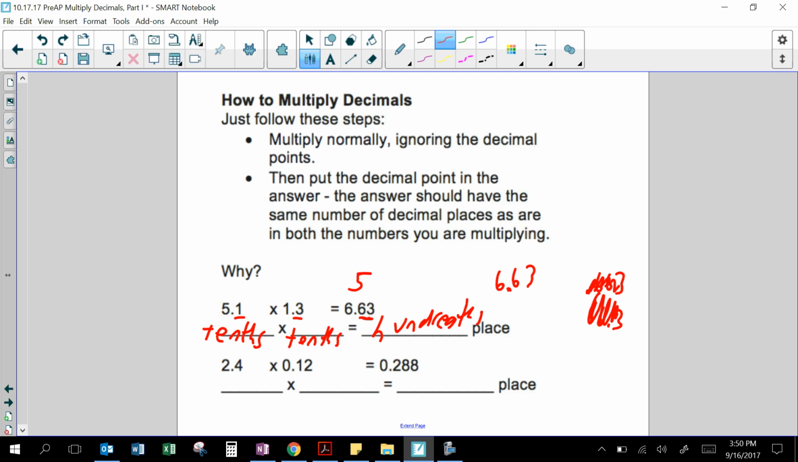So let's try another example. 2 and 4/10 times 12 hundredths. This is in the tenths place, 1 place value behind the decimal point. There are 2 places behind a decimal point, so this is in the hundredths place. If you multiply the tenths and the hundredths place, you get the thousandths place. And 24 times 12 is 288. This is in the thousandths place.